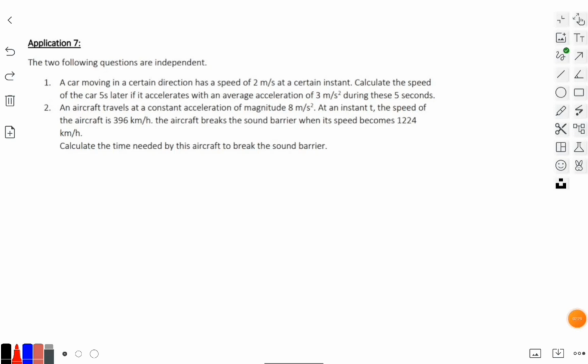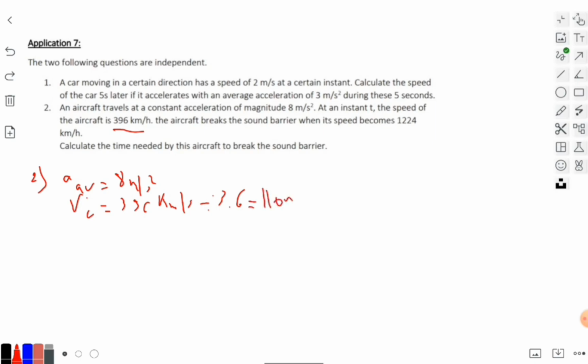Part 2. An aircraft travels at a constant acceleration of magnitude 8 meters per second square. So A average, it's equal to 8 meters per second square. At an instant T, the speed of the aircraft is 396 km per hour. So V initial, it's equal 396 km per hour. We must convert to meter per second, divide by 3.6, it's equal to 110 meters per second.